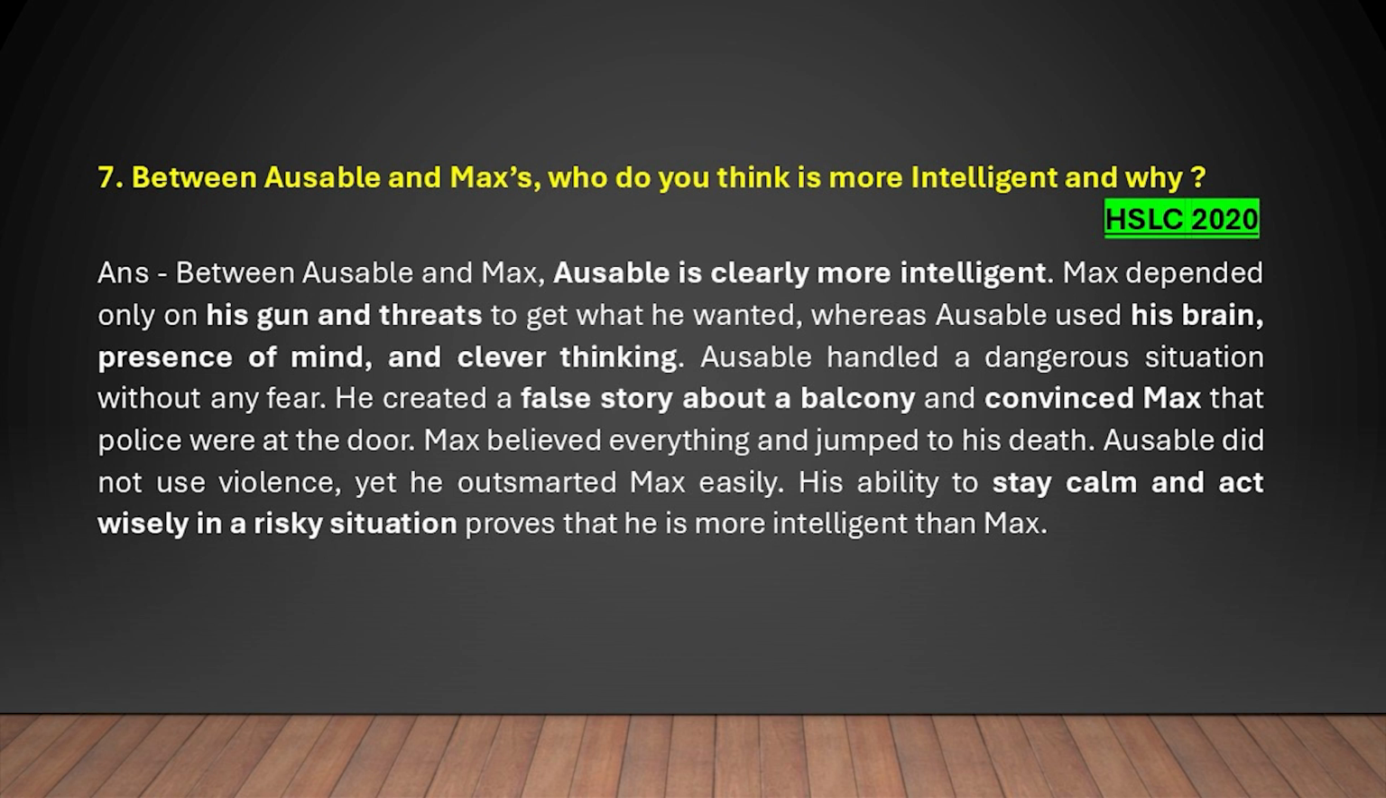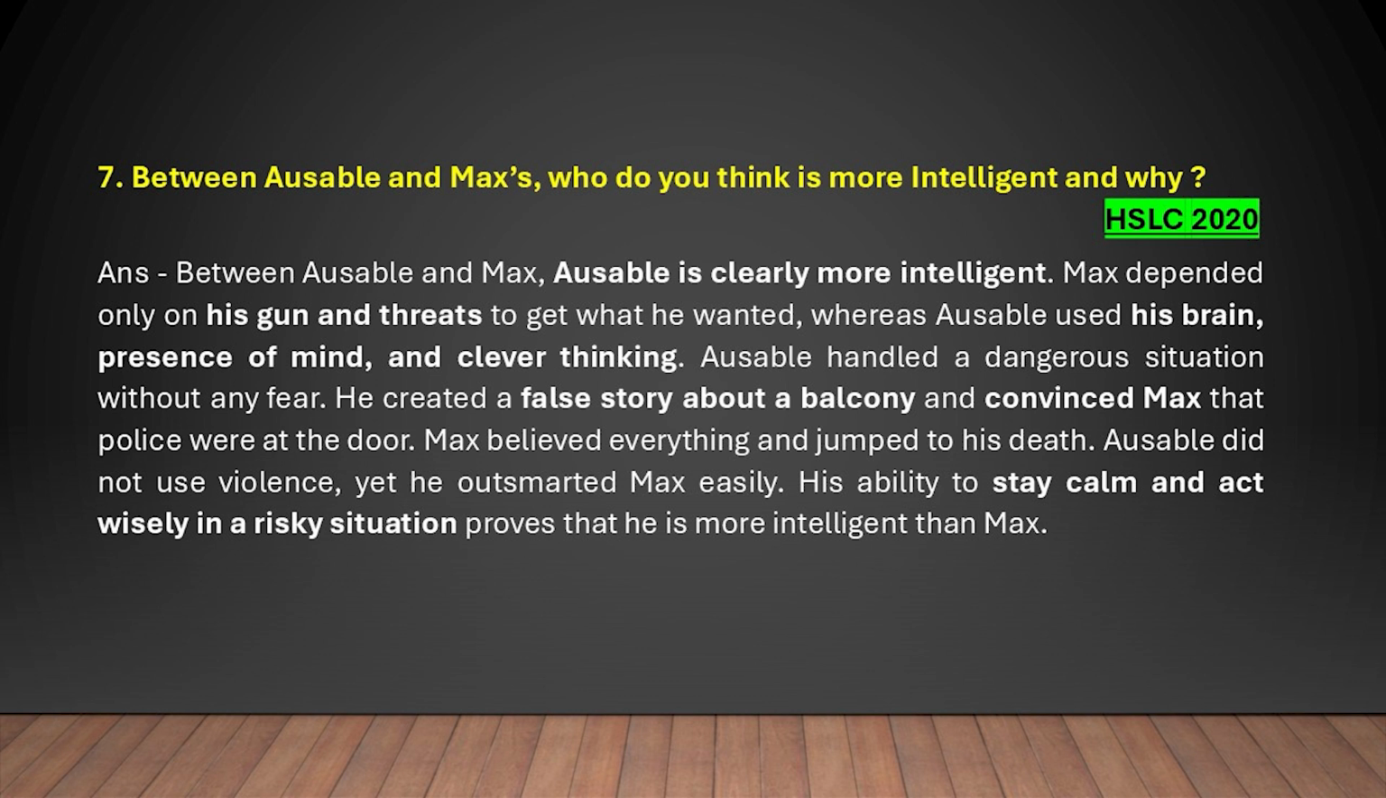7. Between Ausable and Max, who do you think is more intelligent and why? HSLC 2020. Answer. Between Ausable and Max, Ausable is clearly more intelligent. Max depended only on his gun and threats to get what he wanted, whereas Ausable used his brain, presence of mind, and clever thinking. Ausable handled a dangerous situation without any fear. He created a false story about a balcony and convinced Max that police were at the door.